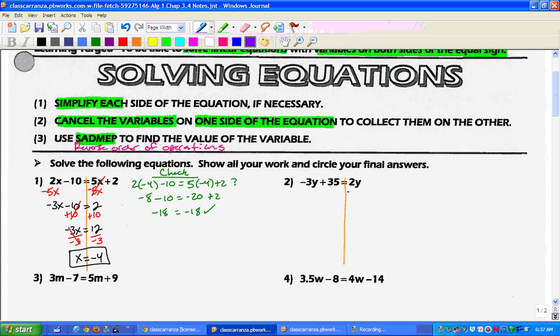All right, so I'm going to move my variables to the left-hand side because there was no simplifying that we had to do. I need to follow SADMAP. Zero minus 35 is negative 35. Divide by negative 5. And then we get y equals positive 7.